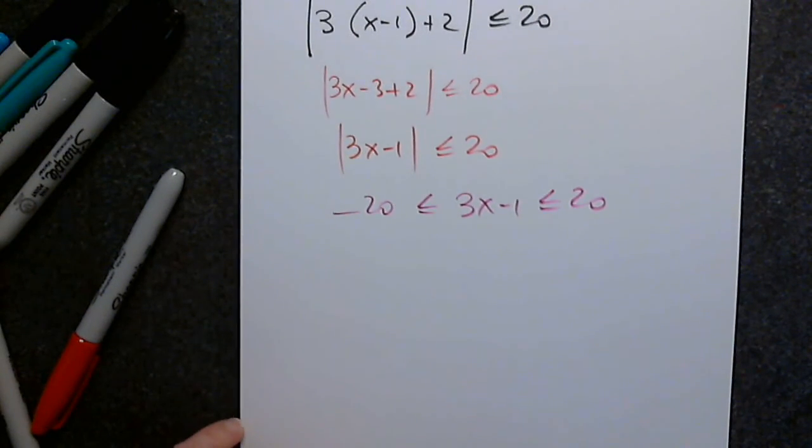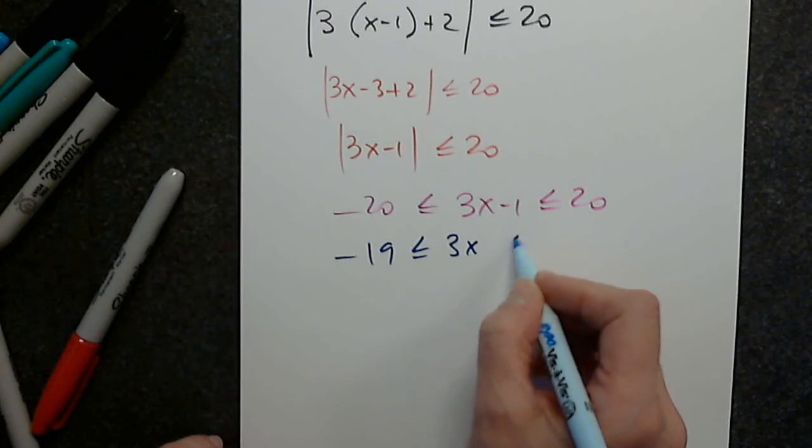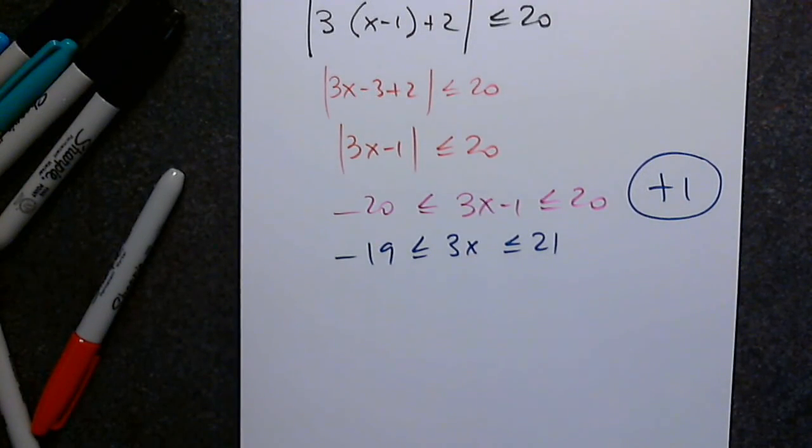What is the first step? Add 1. Of course. So that means negative 19 less than or equal to 3x less than or equal to 21. We're adding 1 to all three sides. I add 1 on the left, I get negative 19. I add 1 in the middle, I get 3x. If it's 3x minus 1, you add the 1.